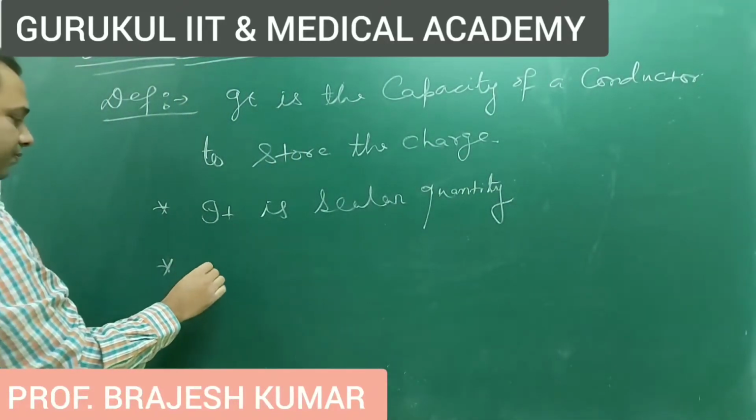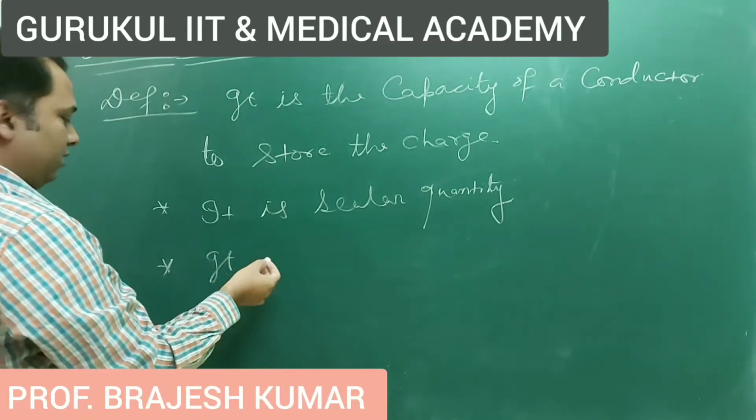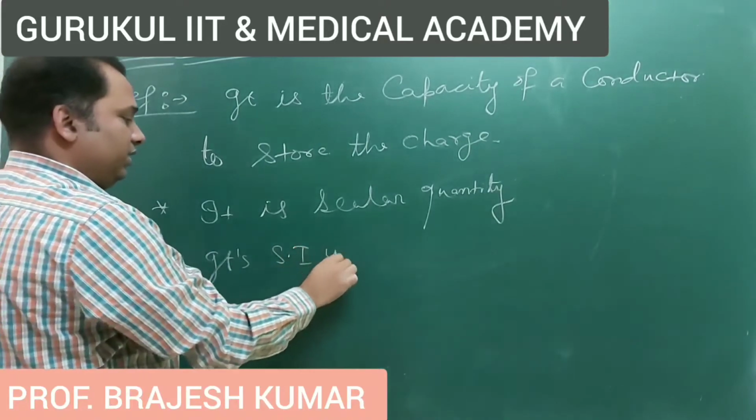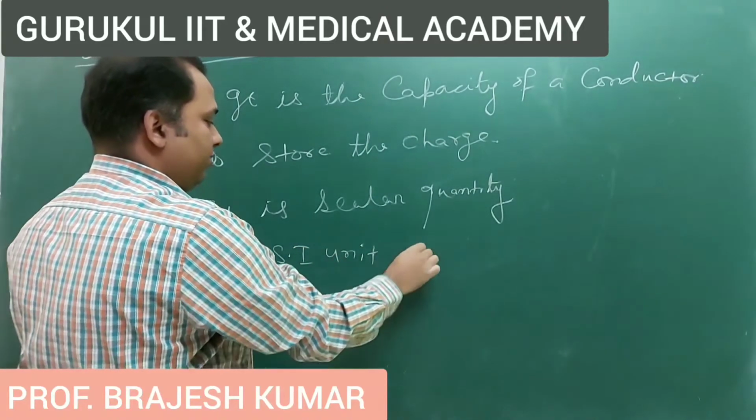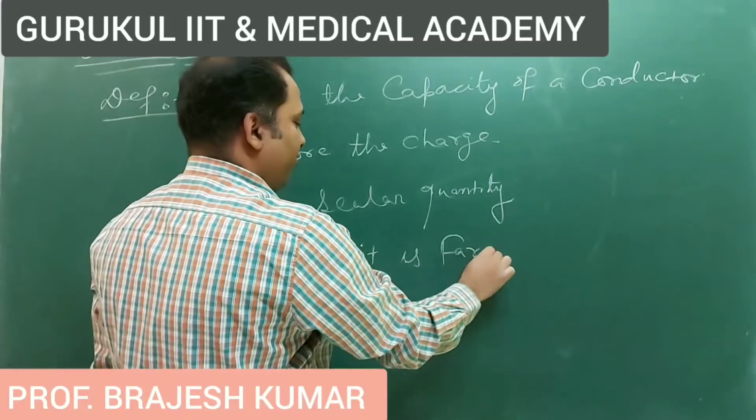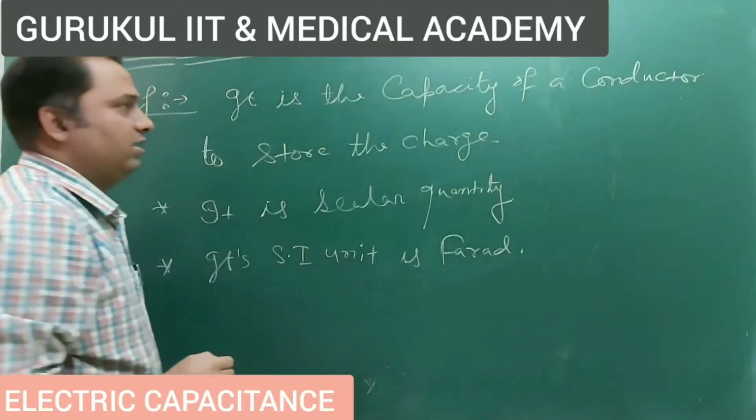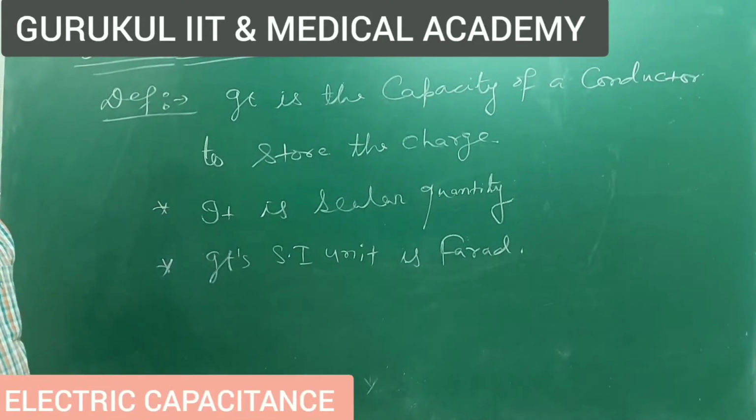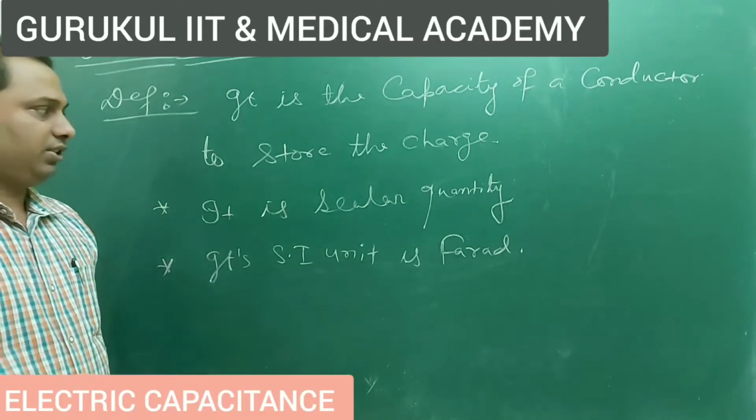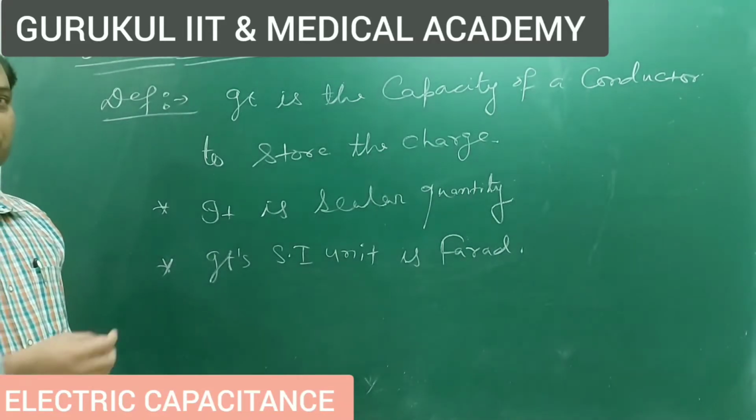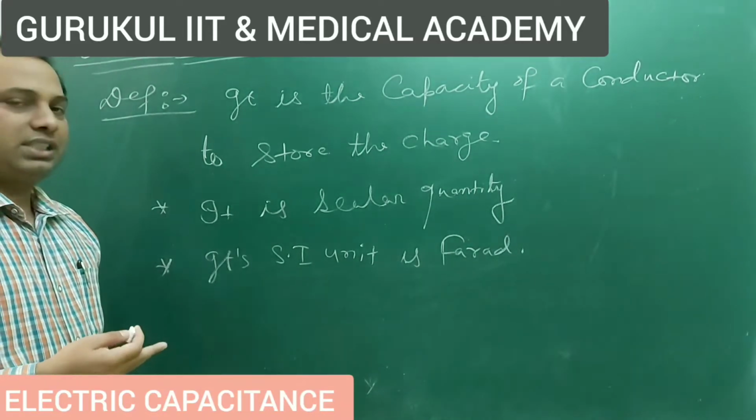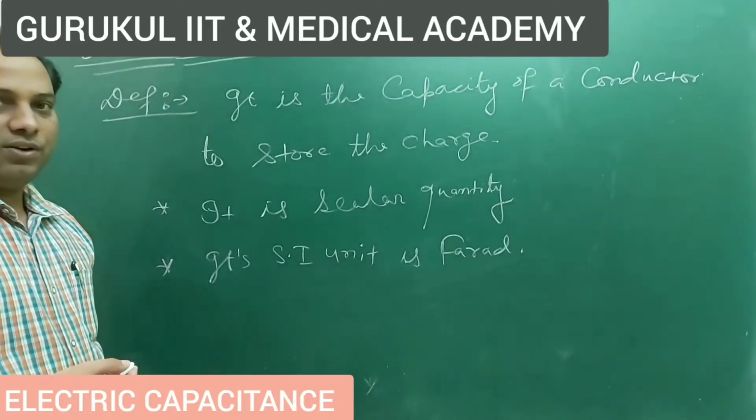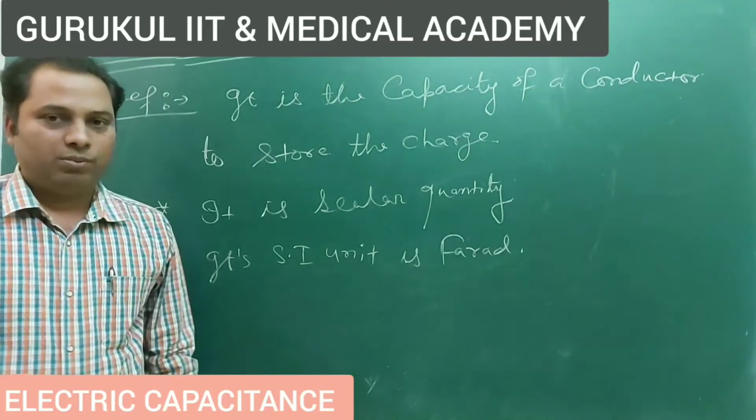Next, its SI unit is farad. So once again, it is the capacity of a conductor to store the charge. And which type of quantity is this? It is a scalar quantity, and its SI unit is farad. Okay, got it? Please note down.